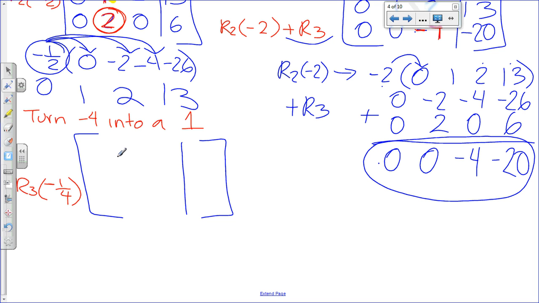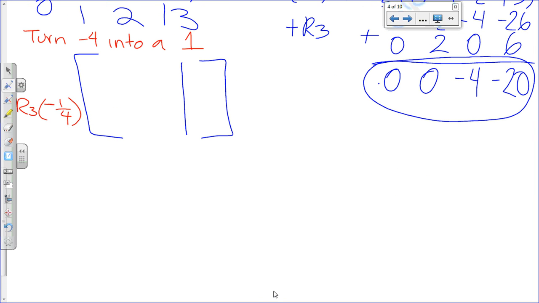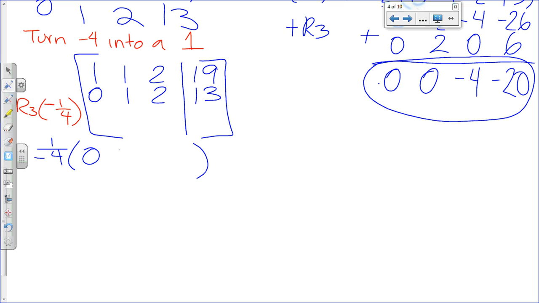Okay, so Michelle, I want you to tell me what was R1. 1, 1, 2, 18. Okay. Jonathan, R2. 0, 1, 2, 13. Okay. And Miguel, so we're going to multiply negative 1/4 times R3. Tell me what was the old R3? 0, 0, negative 4.